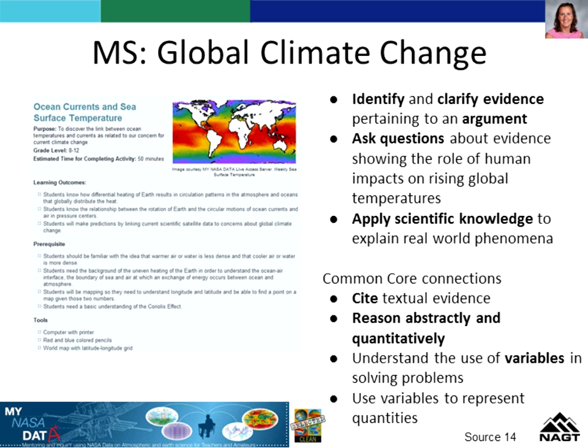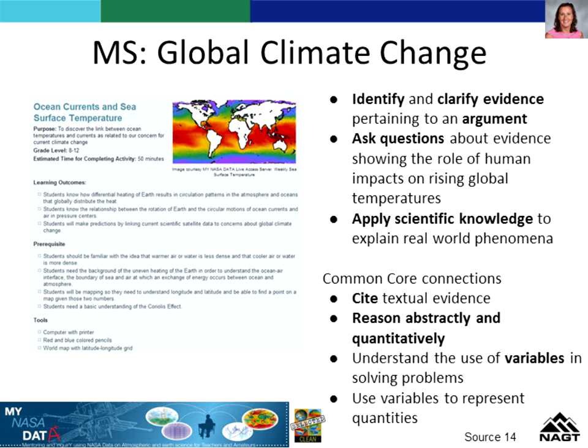So we're going to start with global climate change at the middle school level. And the performance expectations are summarized here, or paraphrased here, along with some of the connections to Common Core. So the performance expectations for global climate change put an emphasis on asking questions to clarify evidence that shows that the role of human activities in the rise of global temperatures is real. And examples of human activities that play a role include things like burning fossil fuels, agricultural activity, producing building materials.